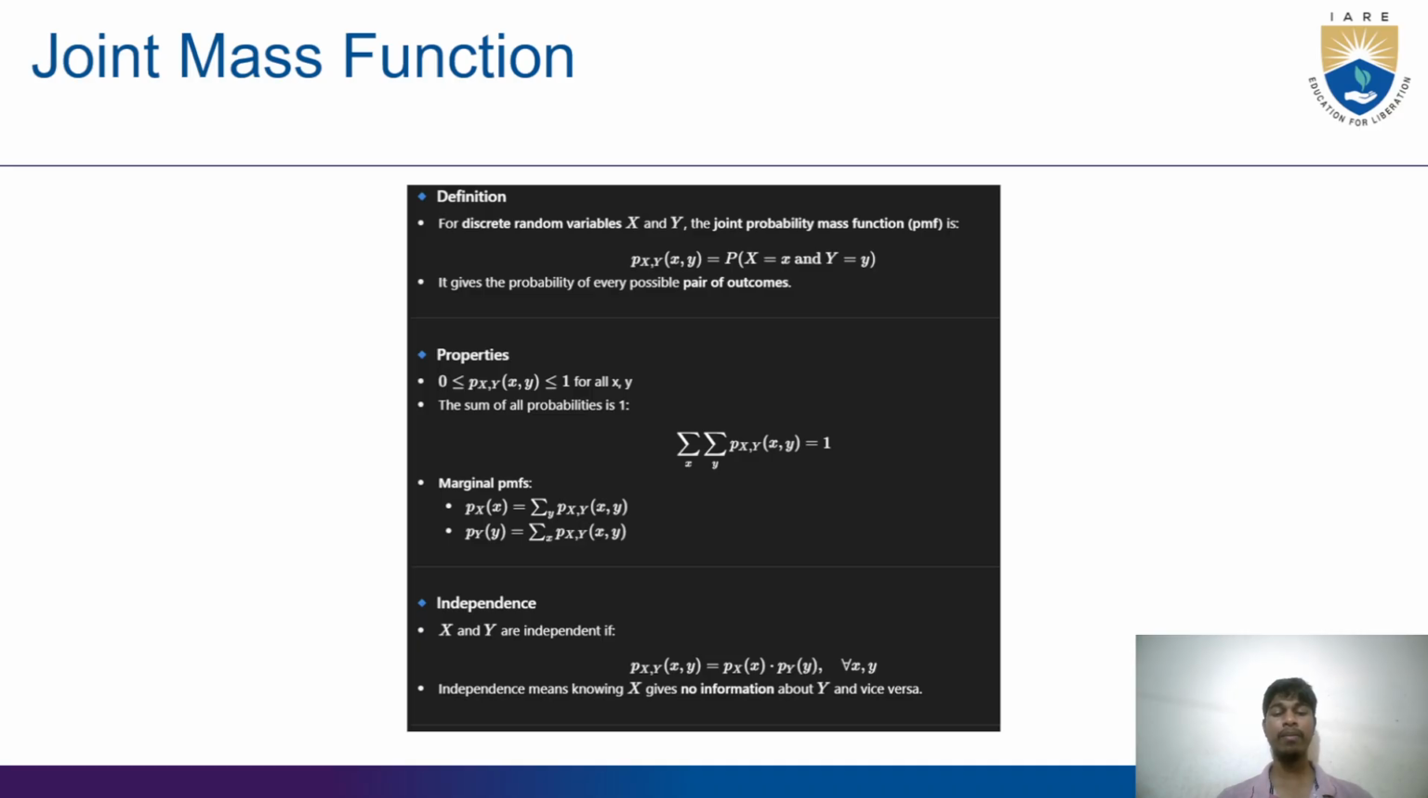Let's see what the independence factors are. X and Y are independent if the probability of x and y is equal to the probability of x multiplied by the probability of y. Independence means knowing X gives no information about Y and vice versa.